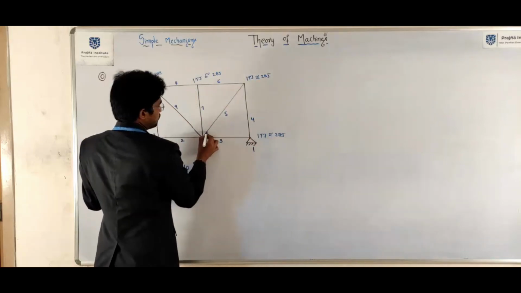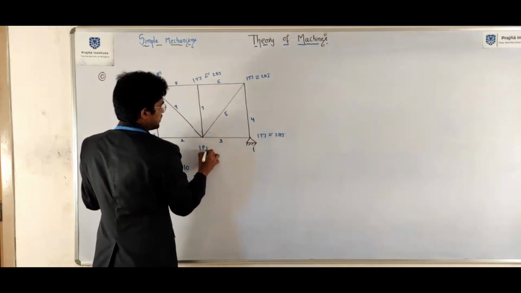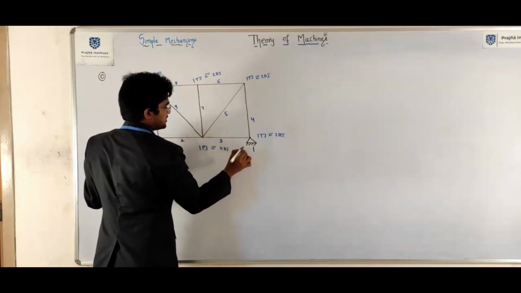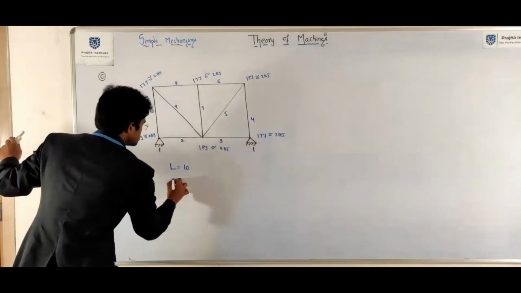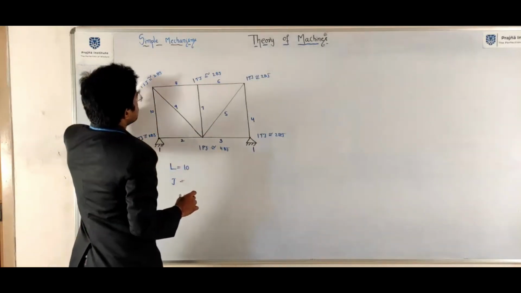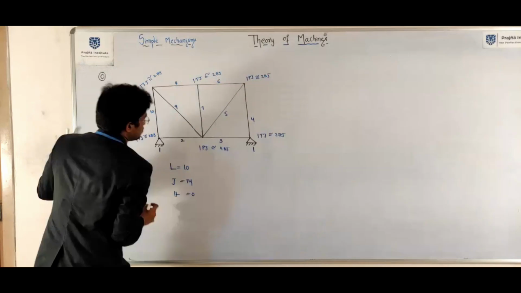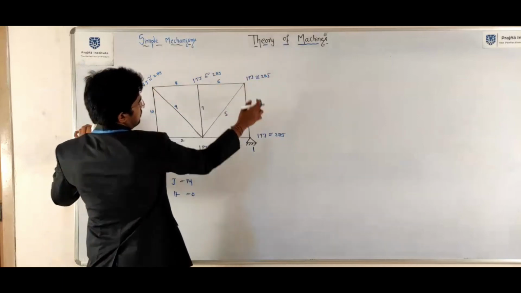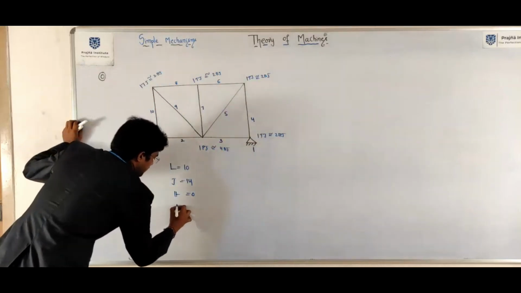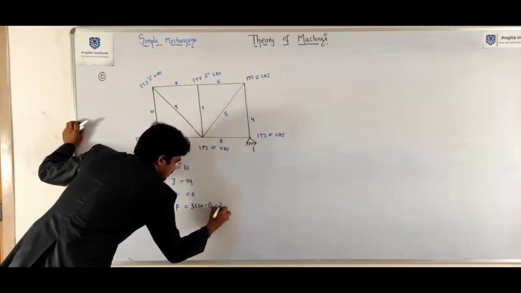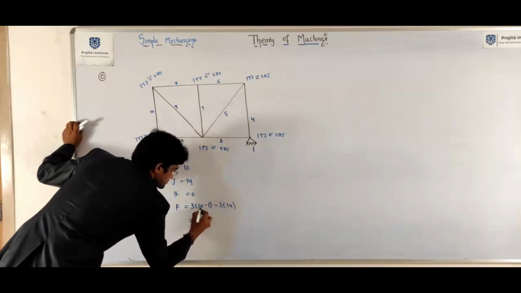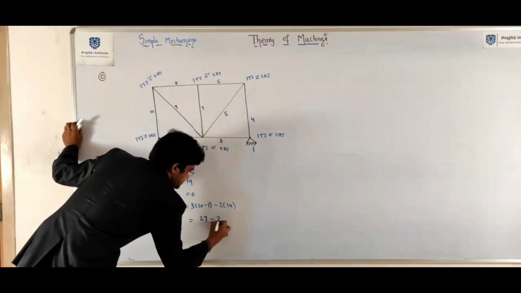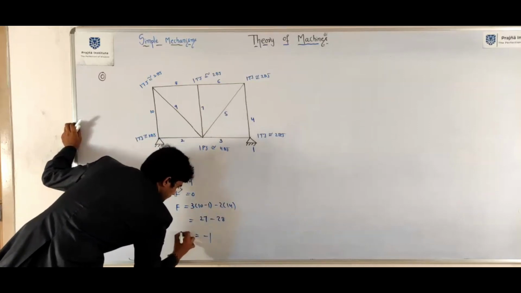Here 1, 2, 3, 4, 5. One penta joint equals 4 binary joints. So total number of joints equal 14, and H is equal to 0. F is equal to 3 into 10 minus 1, minus 2 into 14. How much is this? 27 minus 28 is equal to minus 1.